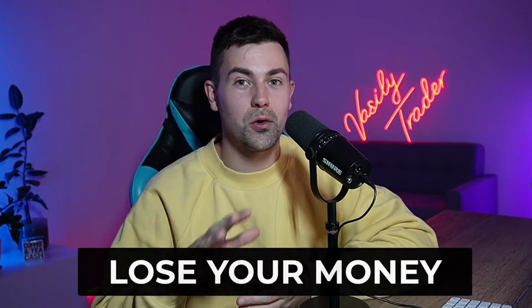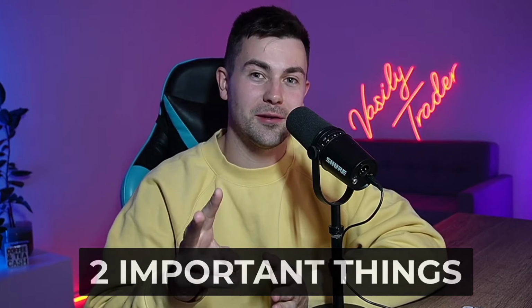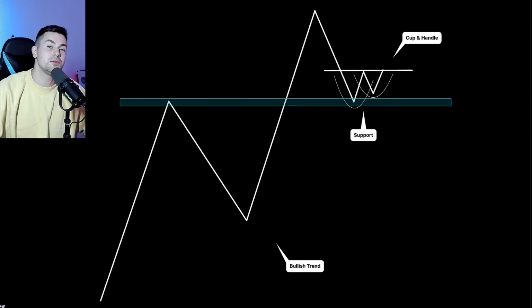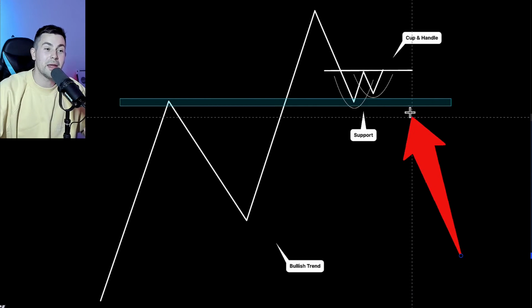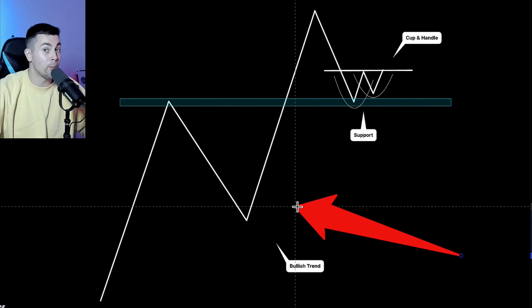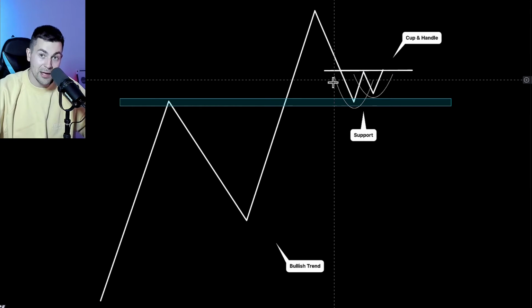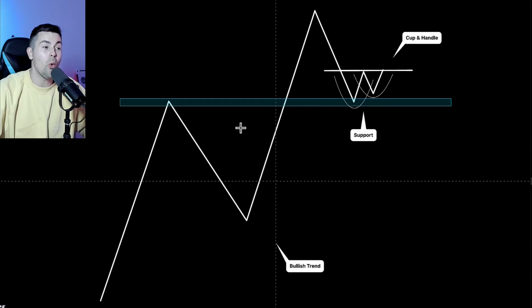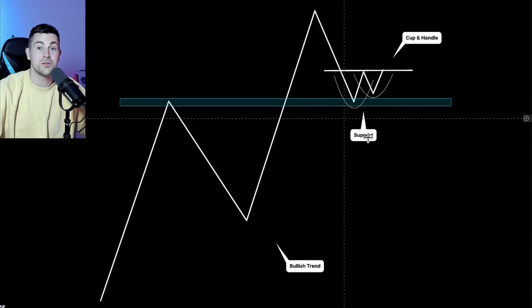Remember that not every cup and handle formation will have the same accuracy. If you start trading all the cup and handle formations that you spot, you will inevitably lose all your money. For profitable swing trading cup and handle formation, I recommend considering 2 important things. When you apply cup and handle formation for swing trading, make sure that a bullish cup and handle formation is strictly formed in a bullish trend, and the pattern is also formed on a key horizontal structure support.